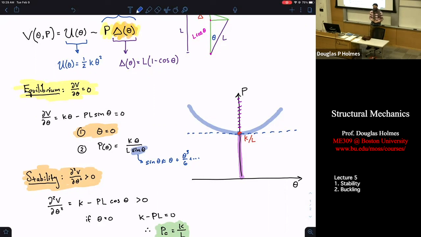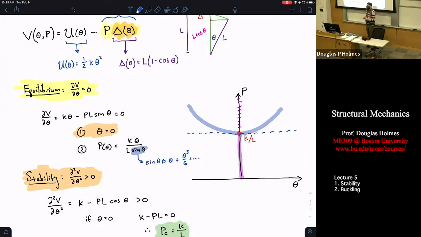Linear stability analysis helps you find that critical point, helps you find K over L, but doesn't tell you what happens after K over L. That's the trade-off. It's like you made a deal with the devil. It'll tell you when it's going to buckle, but it ain't going to tell you what's going to happen. For that, you need to do more work.